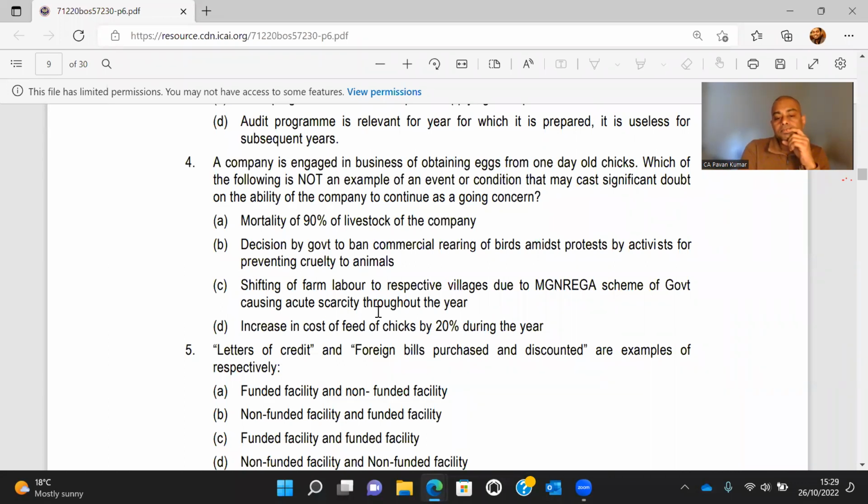Increase in cost of feed of chicks by 20% during the year. So, cost of feed of chicks, that means the food you give to the animals and birds, that food cost increased by 20%. So because of this, do you think the entity's going concern ability is challenged? No, sir. No, obviously no. So out of ABCD, which event is not an example of an event or condition that disturbs the going concern ability of the entity? Which one do you think? A, B, C, or D? Everybody is saying D. Correct answer.